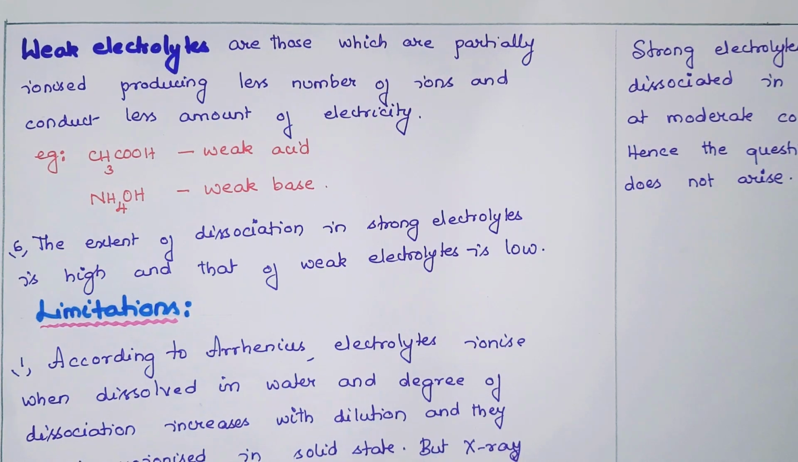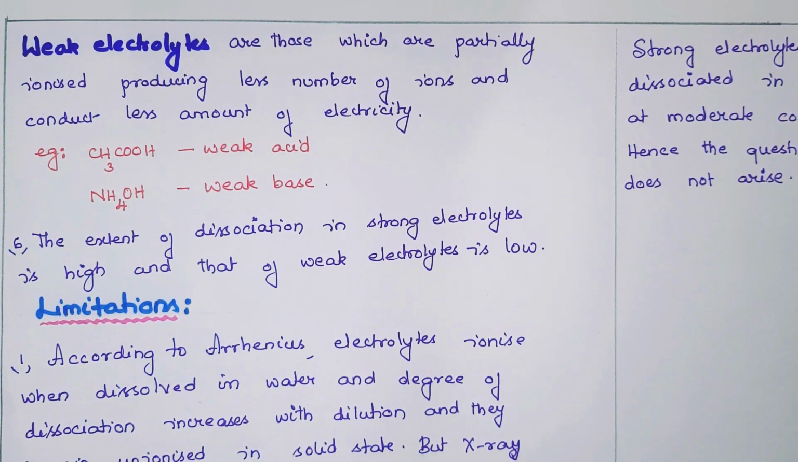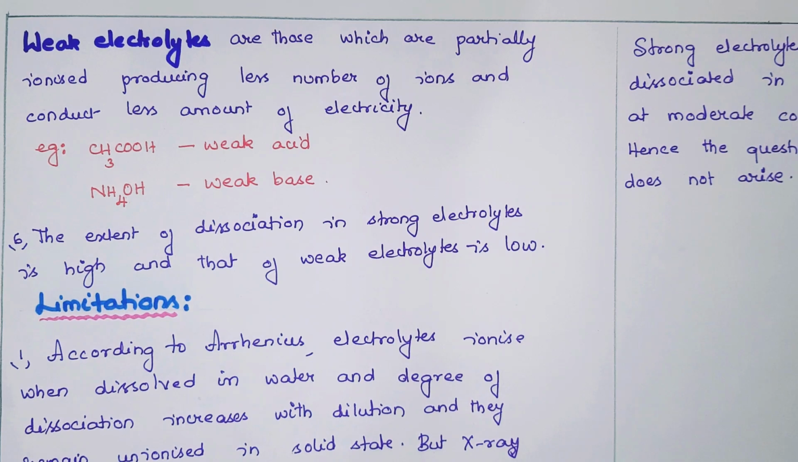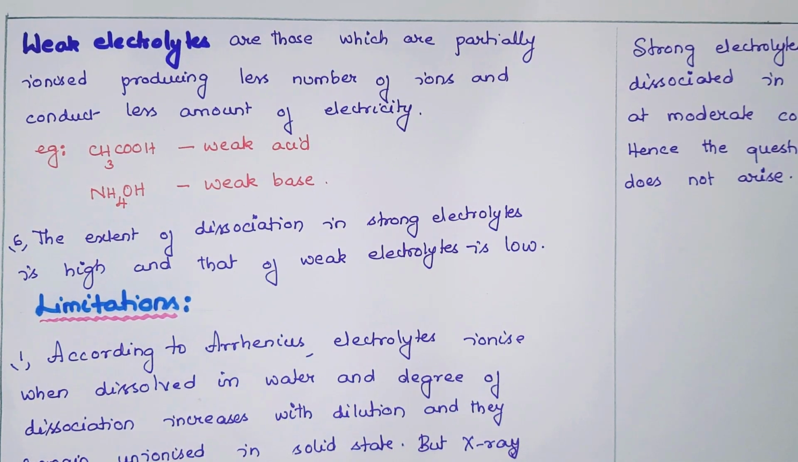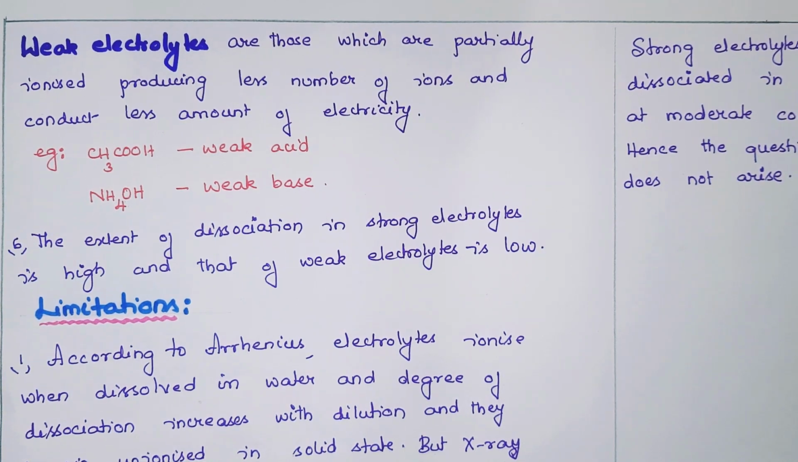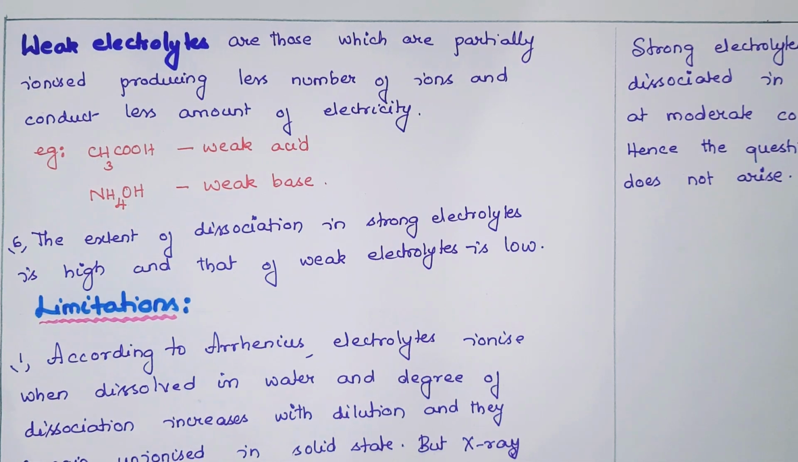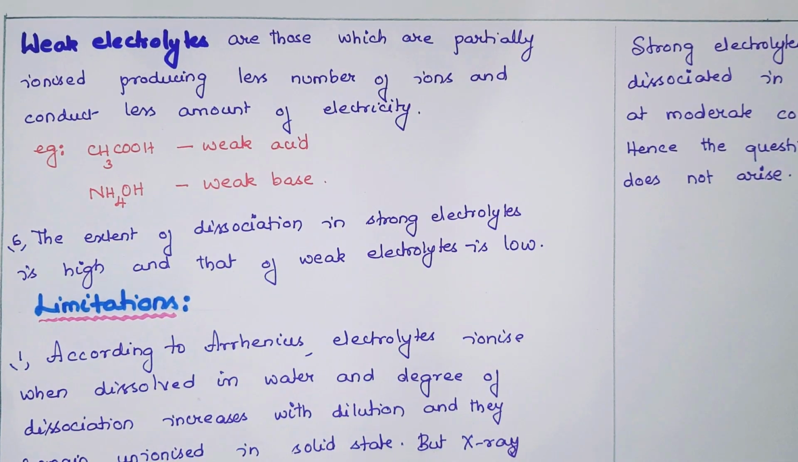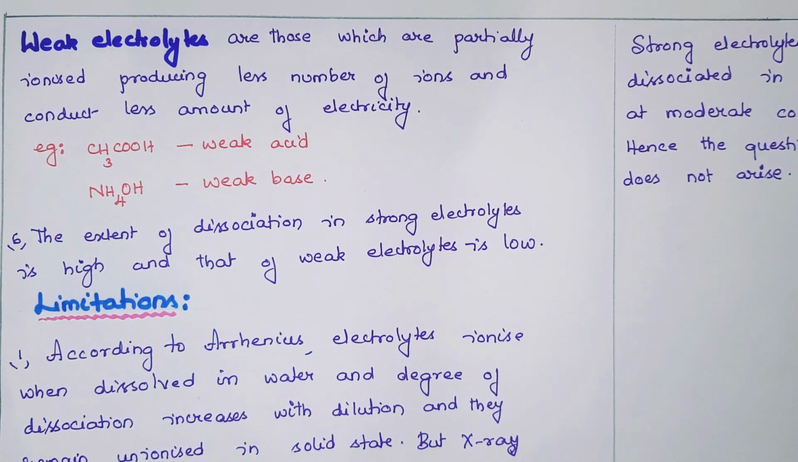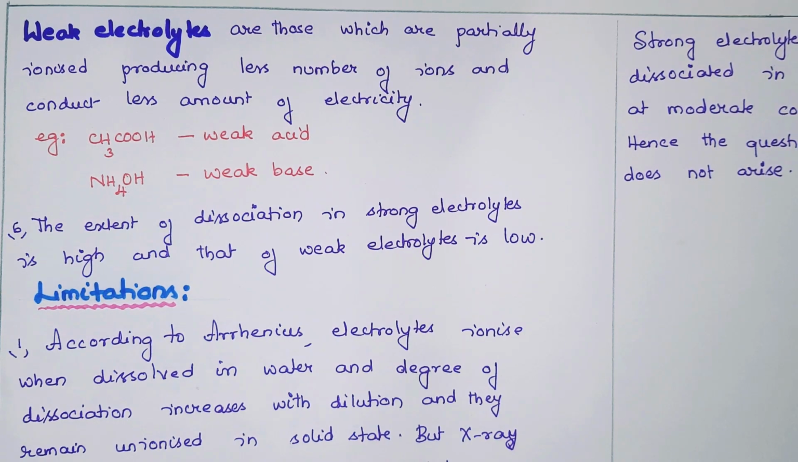And the second type is the weak electrolyte, students. This is completely opposite to strong electrolytes. Strong electrolytes are completely ionized, whereas weak electrolytes are partially ionized. Only part of the weak electrolyte will be ionized. When it is partially ionized, the number of ions produced will be less, and when fewer ions are produced, they can conduct less electricity. Examples I have given: weak acid, acetic acid; weak base, ammonium hydroxide. This is the fifth point, students.